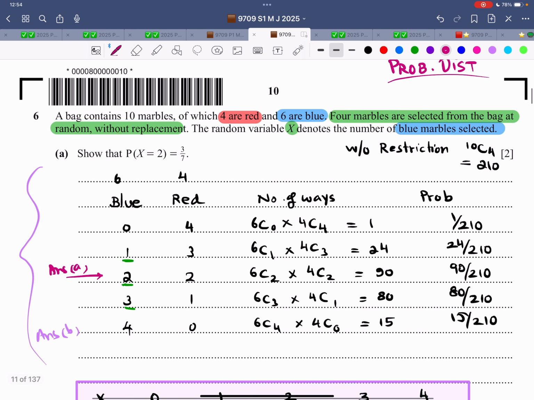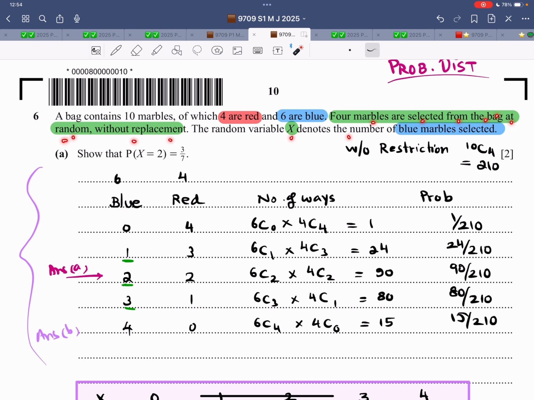Question number 6. So that was question 5. I thought that would be the last one, but the last one is, I think, the easy one. Now it says a bag contains 10 marbles, of which 4 are red, 6 are blue. 4 are selected at random from the bag without replacement. The random variable X denotes the number of blue marbles selected. So first of all, without restriction, 10C4. 4 plus 6 is 10. 10C4, that is 210, because I need the probability, I need the denominator.